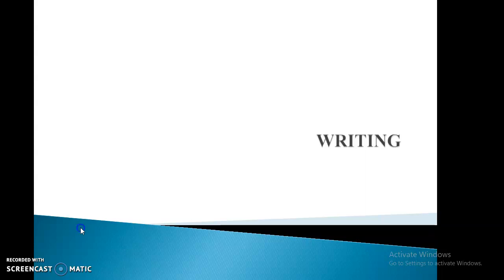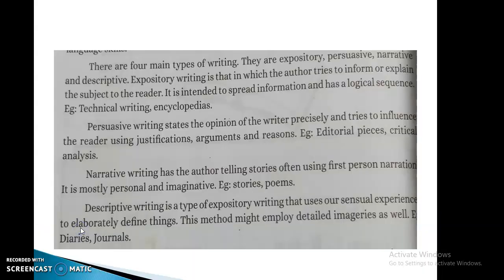So let's begin. In the previous lecture, we have learned that there are four main types of writing, and they are expository, persuasive, narrative, and descriptive. Today, let us look into all these in detail.